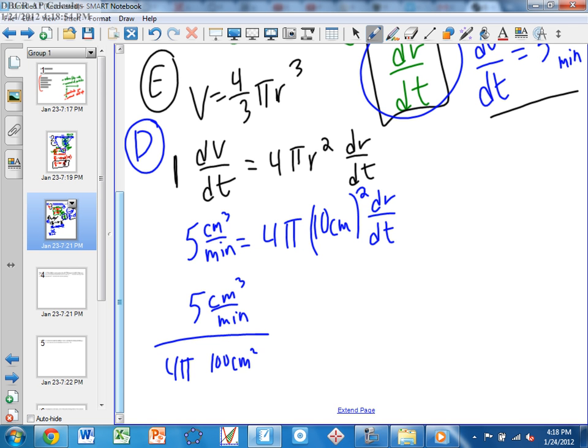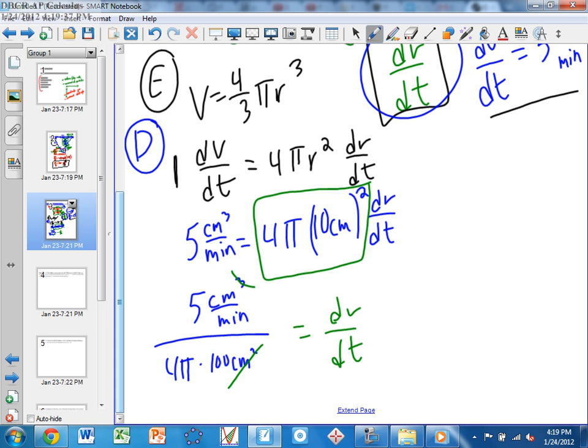I just put this as 100, people. 10 squared is 100. Okay, divide by the 4 pi 10. Just get rid of everything next to dr/dt. So divide both sides by this quantity right here. And take a look. First of all, you're going to see some cancellation of units. You have centimeters cubed and centimeters squared. So these squared cancel with 2 of those. What are you left with? Look at your units now. Centimeters per. And we're looking at the rate at which the radius is changing. The radius is a length. So it's got to be centimeters per minute. It can't be centimeters squared per minute. We're not looking at the area change anymore. So at this point in time, just divide through and you get dr/dt.